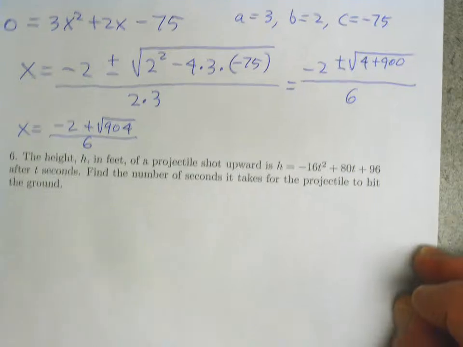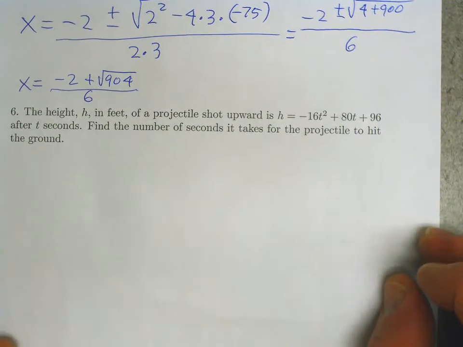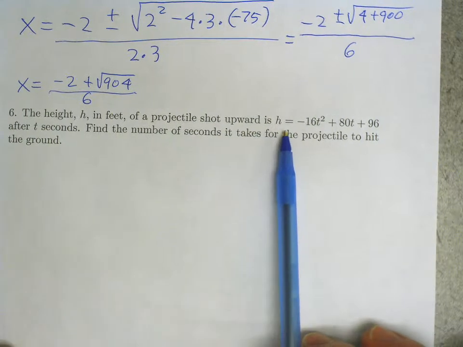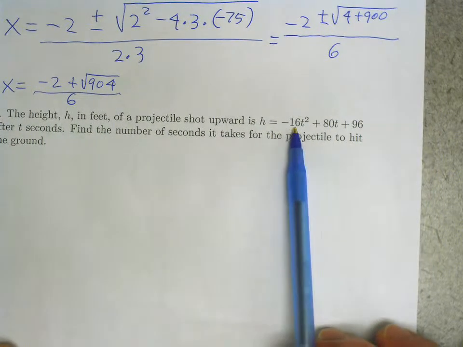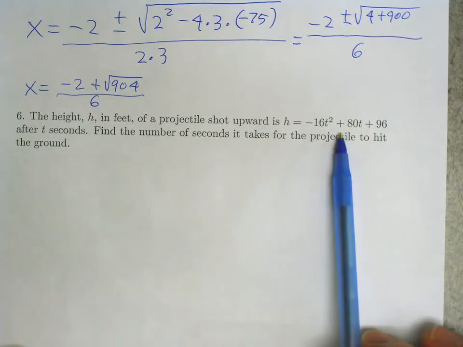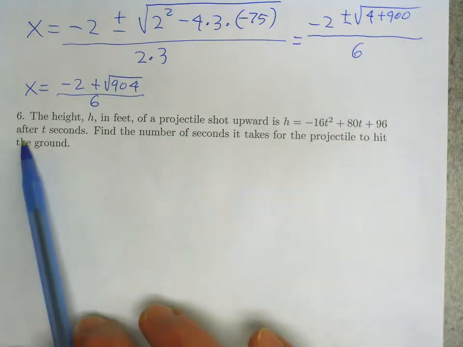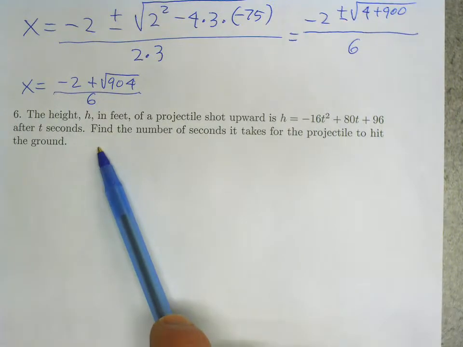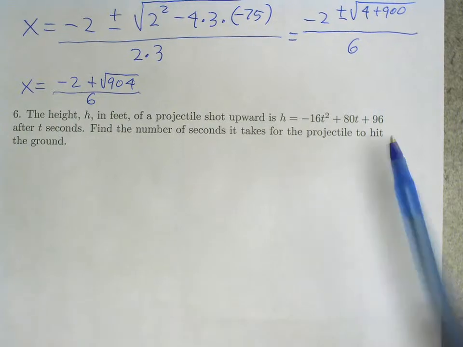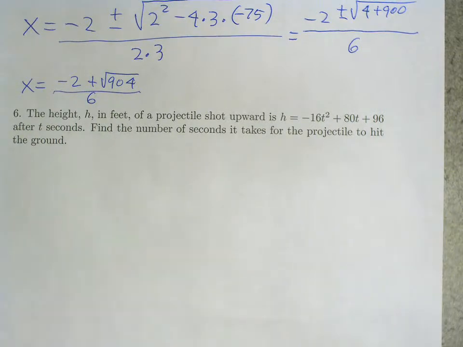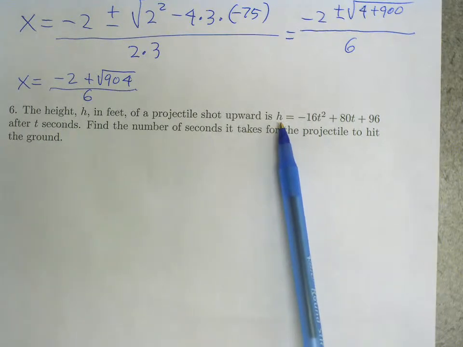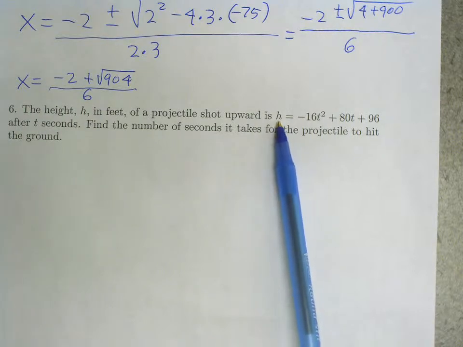Okay, let's try this next one. The height h in feet of a projectile shot upward is h equals negative 16t to the second plus 80t plus 96 after t seconds. So find the number of seconds it takes for the projectile to hit the ground. Okay, well, h represents the height of the projectile above the ground. So when the projectile hits the ground, the value of h will be 0.